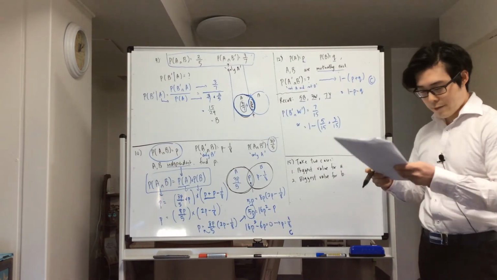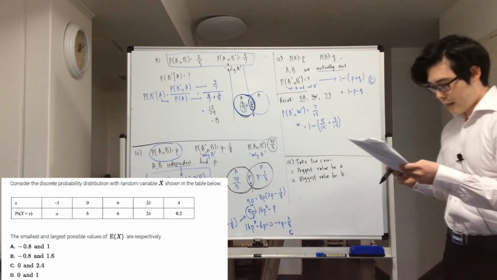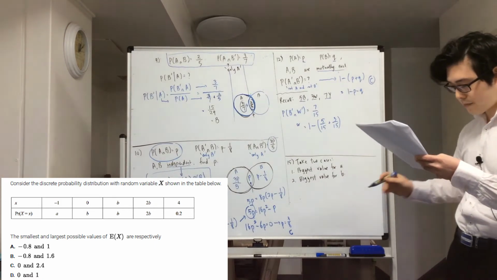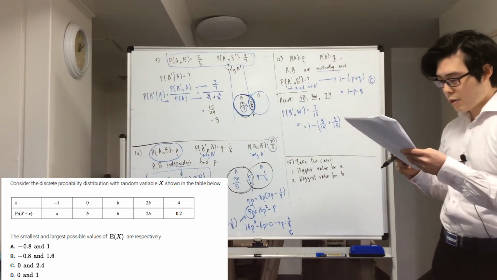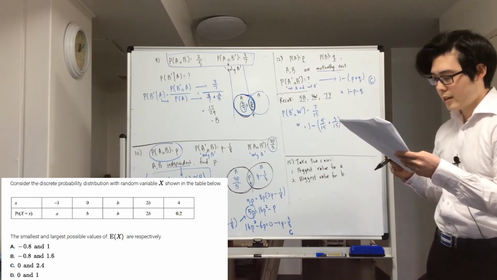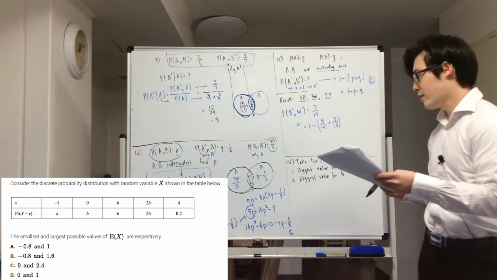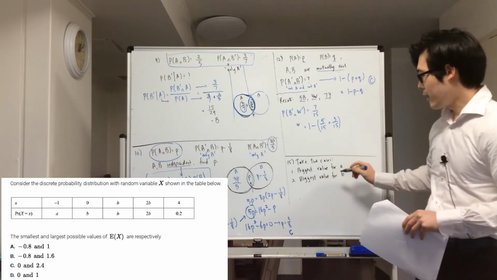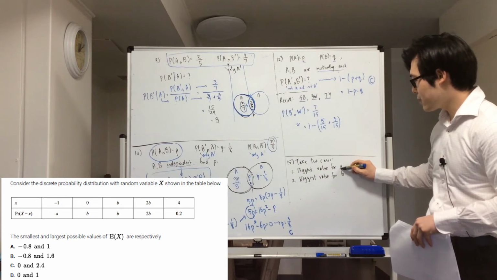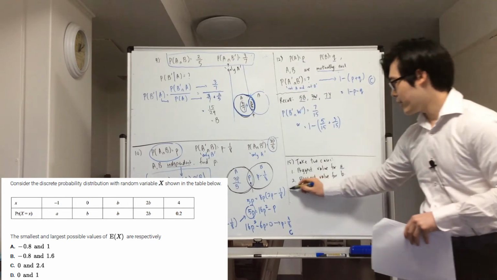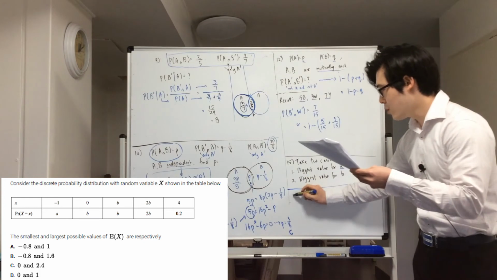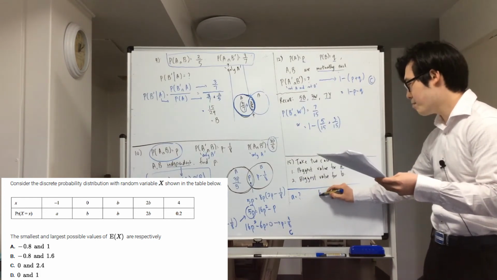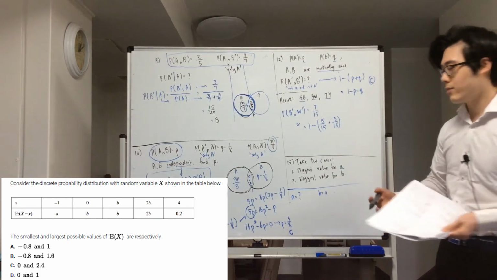All right, question 15. Consider the discrete probability distribution, blah, blah, blah. The table is given, okay? Now, the smallest and the largest possible value of E of X are respectively. Okay, so in order to do this question, here's a technique. You have to take 2 cases. From the table, what's the biggest value for A you could have? So in other words, from the table, what's the biggest value we can give for A if B was 0? That would be the biggest value you can give for A.